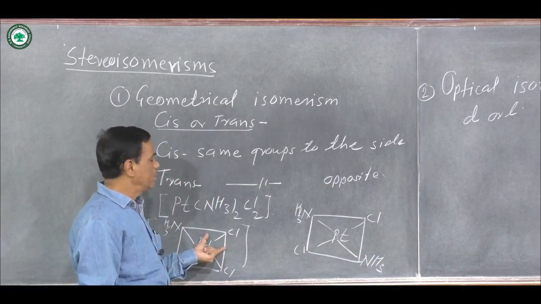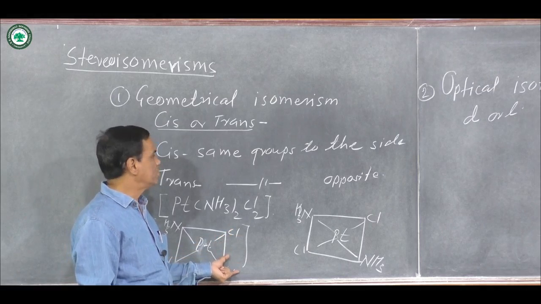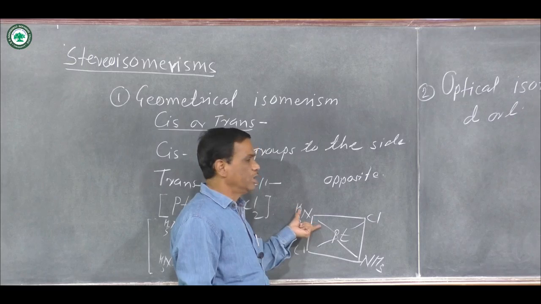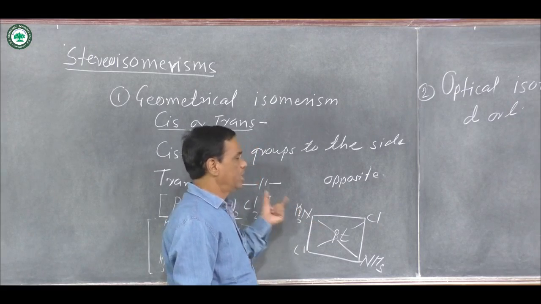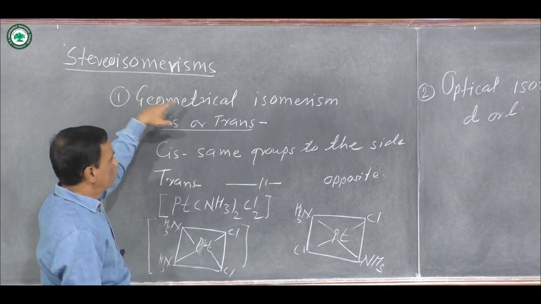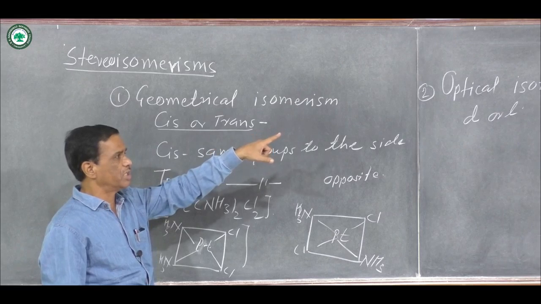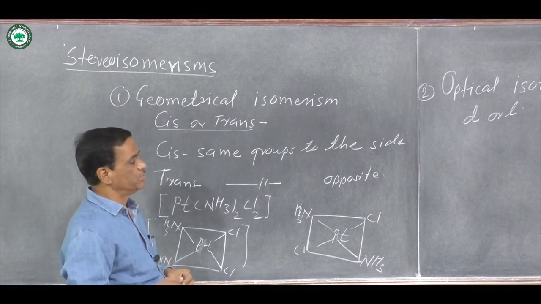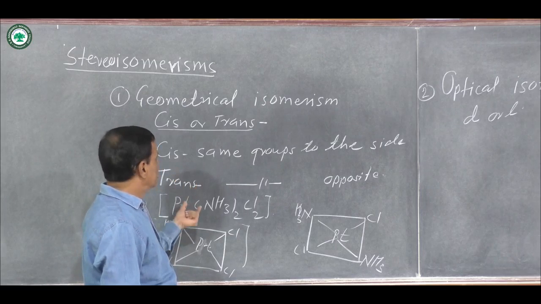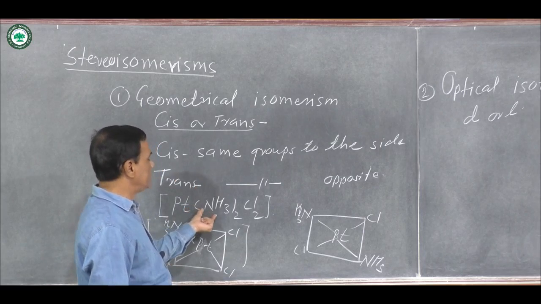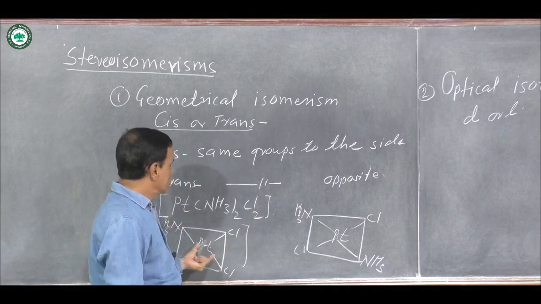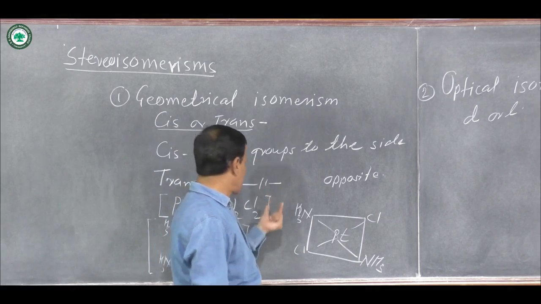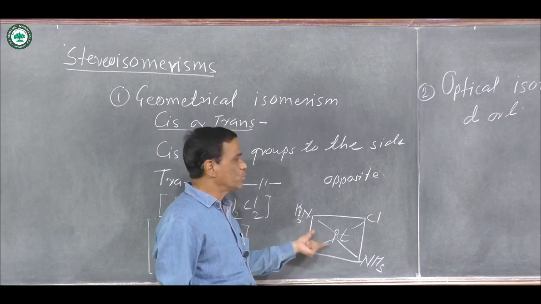What is meant by a cis isomer? When the same groups are on the same side, the compounds are called cis isomers or cis compounds, and when the same groups are on the opposite side, there is a formation of the trans one. There are two types of stereoisomerism: geometrical isomerism and optical isomerism. Geometrical isomerism is called cis-trans isomerism, and optical isomerism is the dextro or levo forms of isomerism. This is one example of geometrical isomerism, Pt(NH3)2Cl2, and these are the two forms. In the cis form, the same groups are on the same side, and in the trans form, the same groups are on the opposite side.